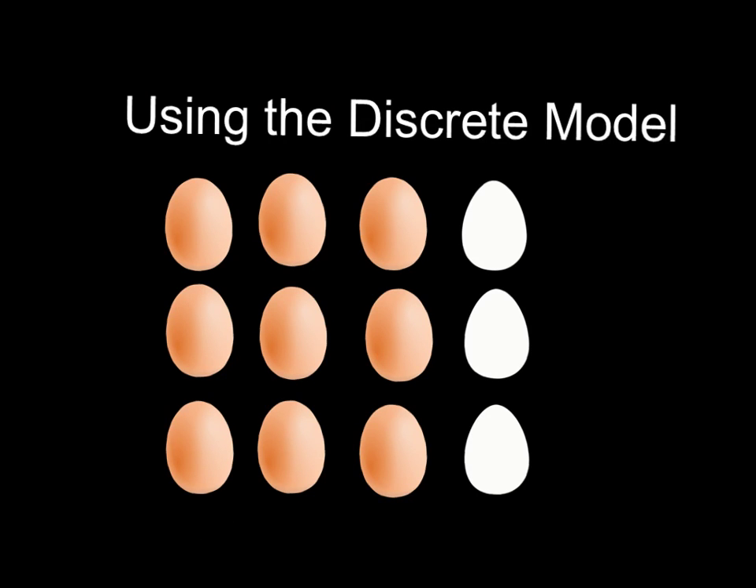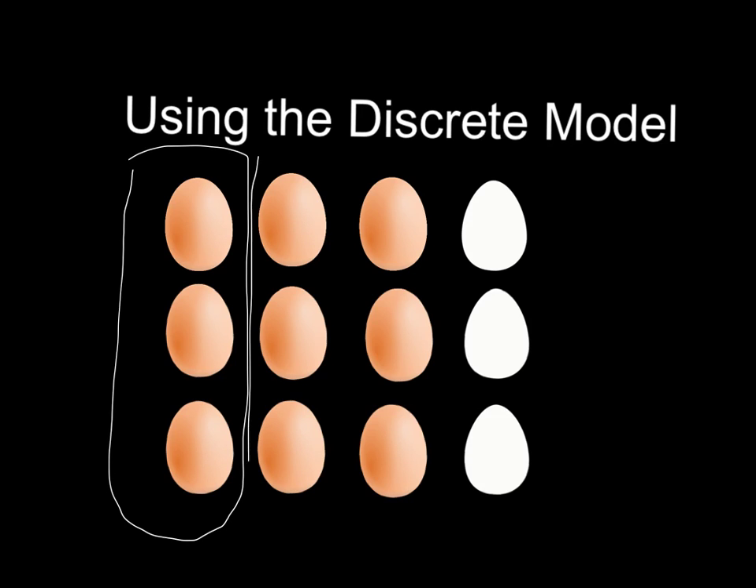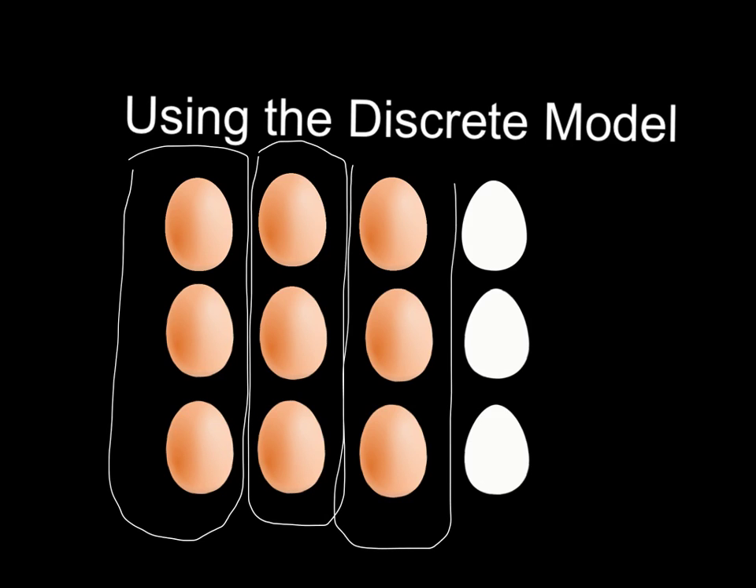Okay. Using a discrete model. The discrete model is representing a fraction of an object you can count. For example, at the grocery store, I bought a carton of 12 eggs. 3/4 of this set are brown eggs. 1, 2, 3.